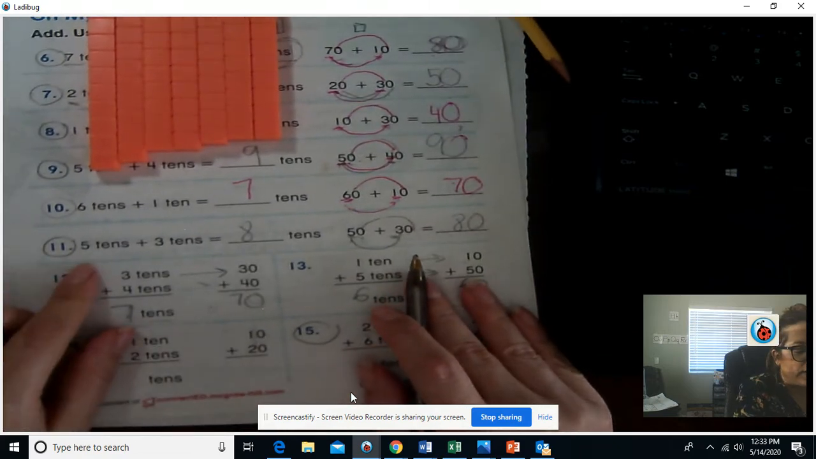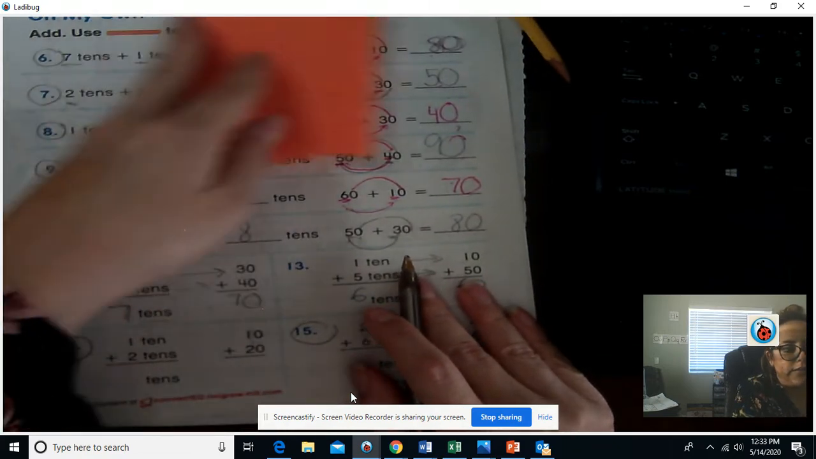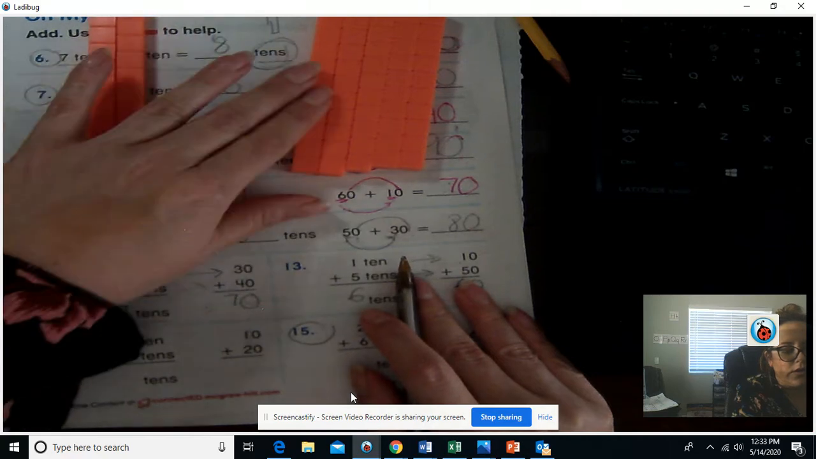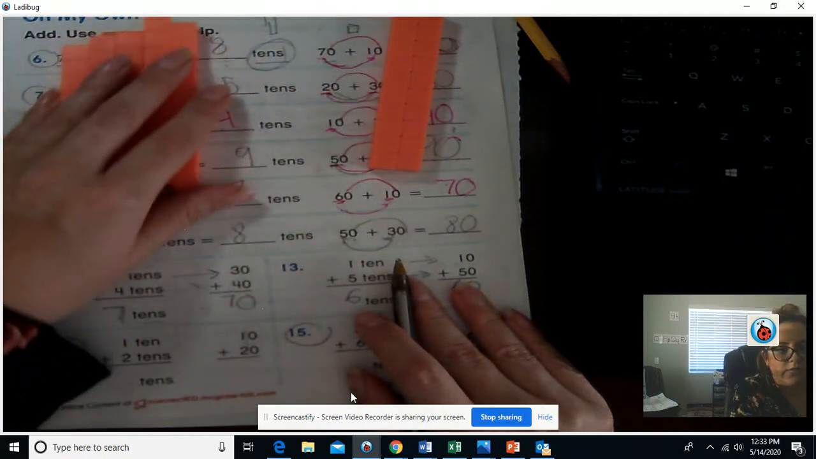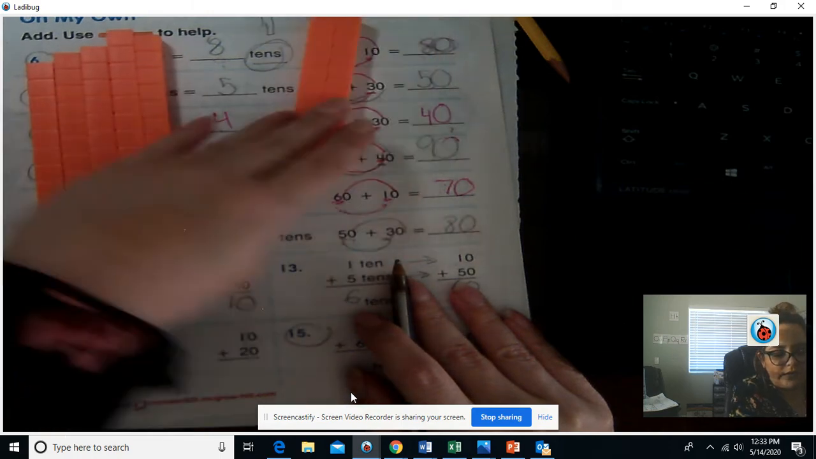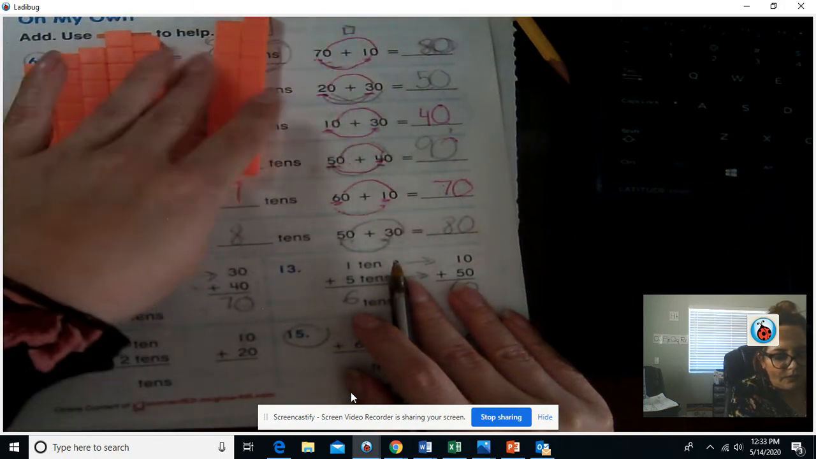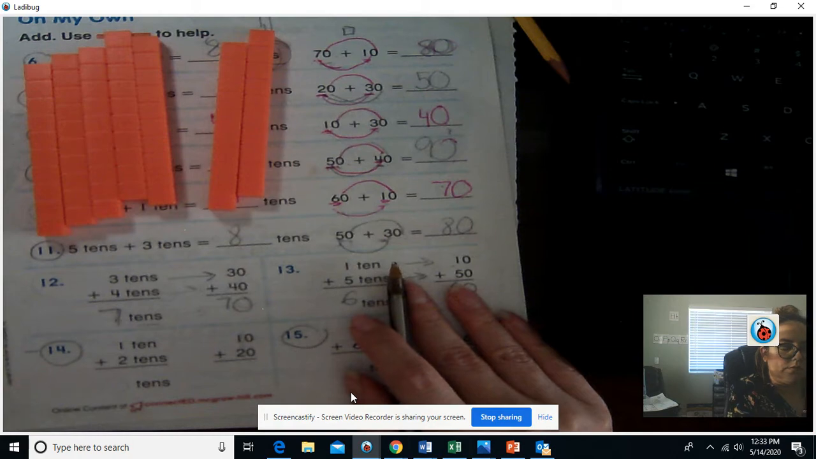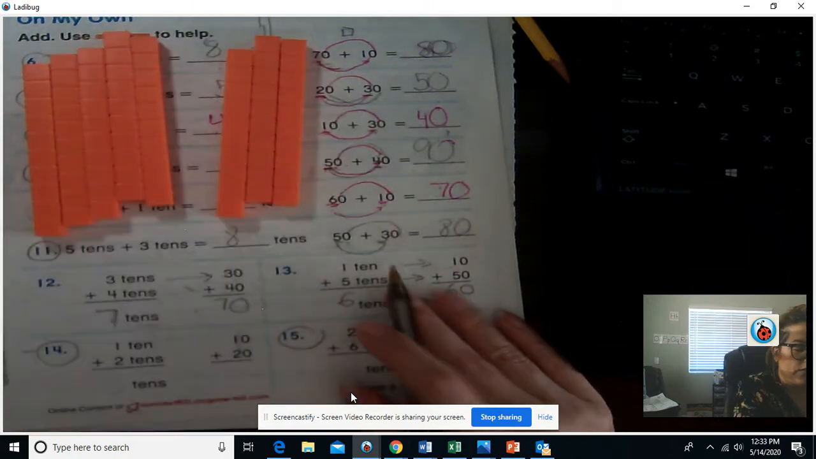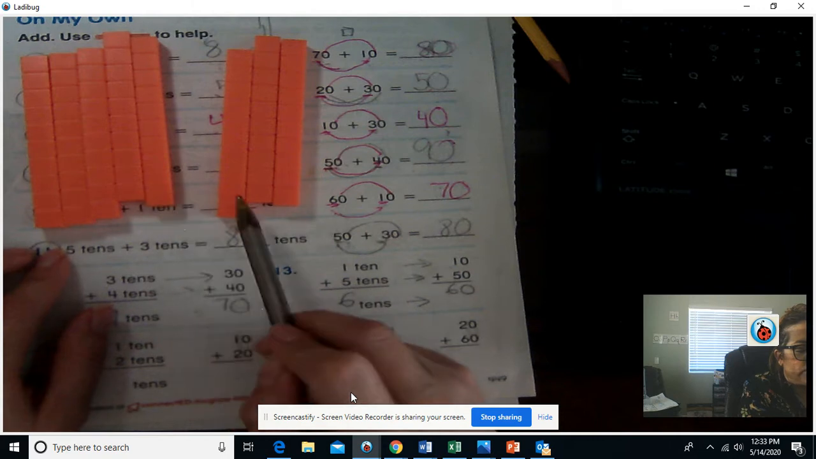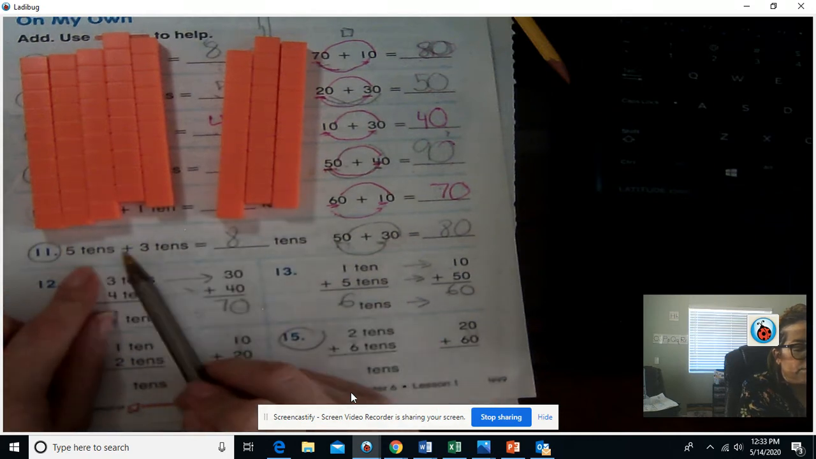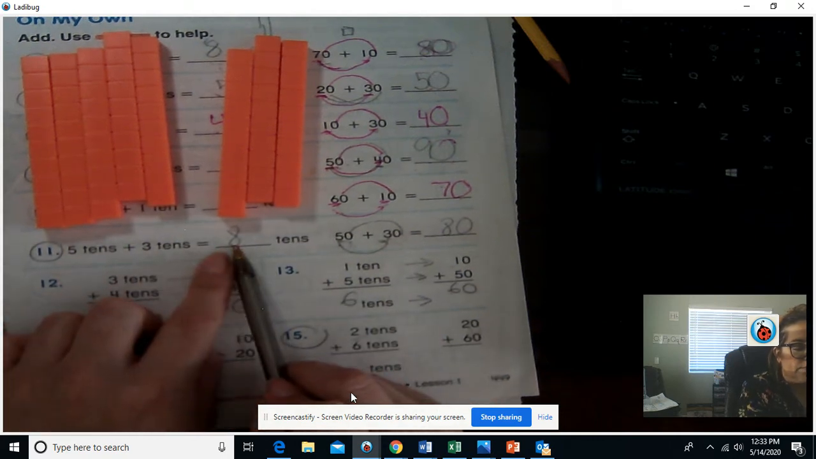And then number 11 says 5 tens. 1, 2, 3, 4, 5. 5 tens plus 3 tens. 1, 2, 3. So 1, 2, 3, 4, 5, 6, 7, 8. 5 plus 3 equals 8.